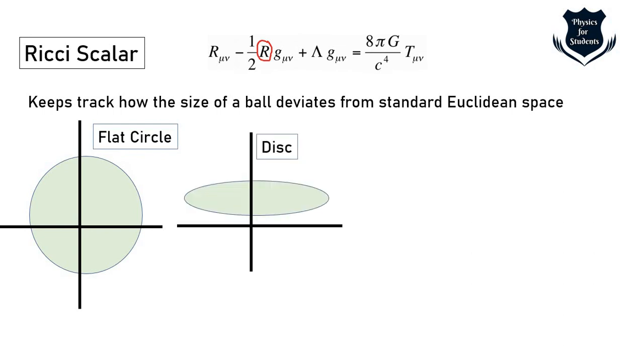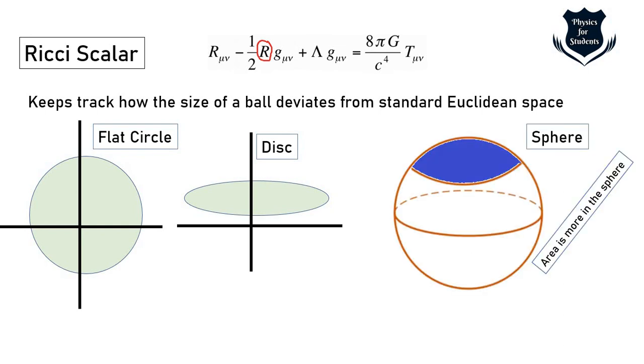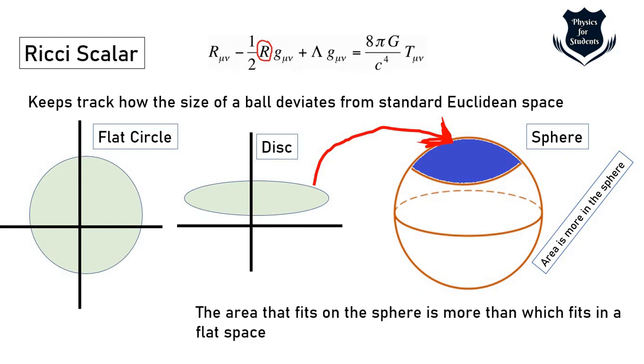This one is a flat circle. Once we move from 3D into 2D, it becomes a disk, right? Here it is. If I try to place this particular disk on this sphere, the blue portion on the right-hand side, you will see that the area is more. Yes, this red arrow denotes it. If I try to immerse this disk on a sphere, the area is more, right? So this is what the Ricci scalar mentions: when this disk is put on a sphere, how much it deviates from standard Euclidean space. So here I have written that the area that fits on the sphere is more than what fits in the flat space.